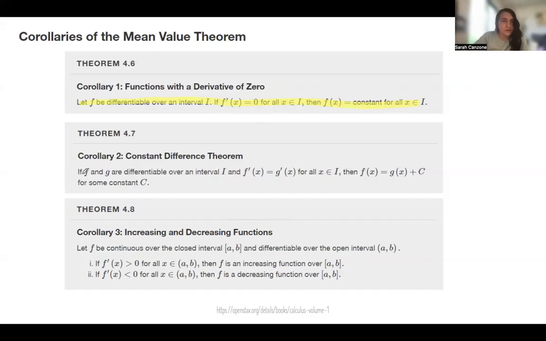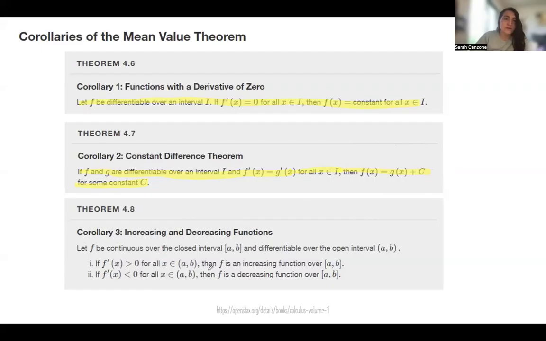All right, the second corollary says if f and g are differentiable over some interval, and we have that the derivatives are equal for all x in whatever interval that you're given, then f is equal to g plus some constant c. All right, and we can prove this very easily. Consider just taking the derivative. So the derivative of f is f prime, the derivative of g is g prime, the derivative of c is 0 because c is a constant. So that immediately proves this corollary.